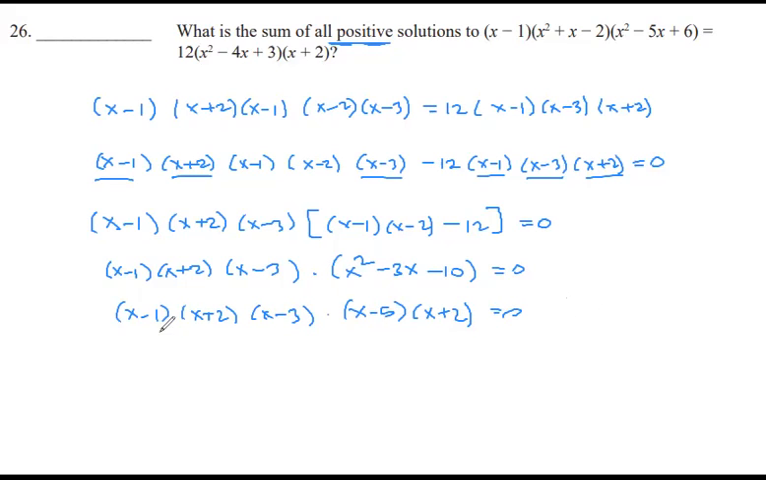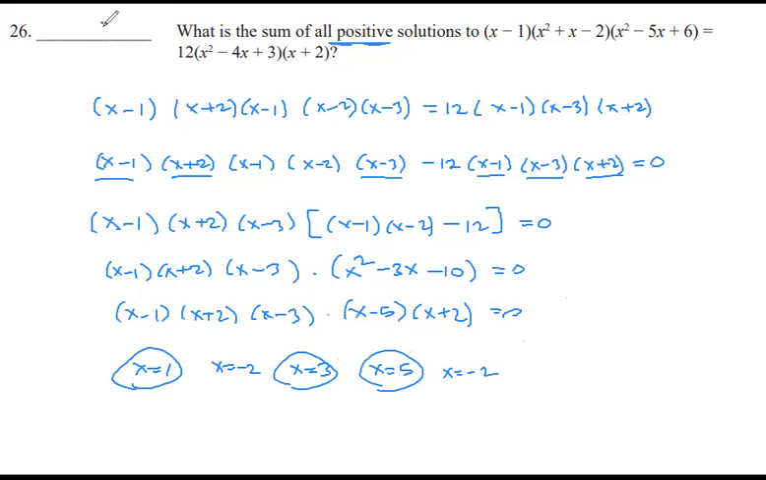If the product is equal to 0, each one of these binomials might be 0. So if this is 0, x equals 1. If the second one is 0, x equals -2. And if this is 0, x equals 3. And x equals 5, and x equals -2. So we don't want to add everything. We want to add just the positive ones, which are 1, 3, and 5.